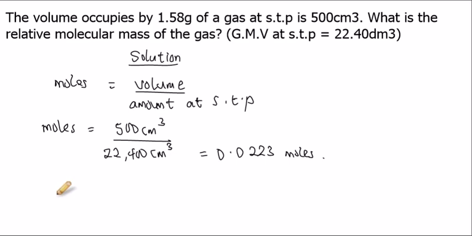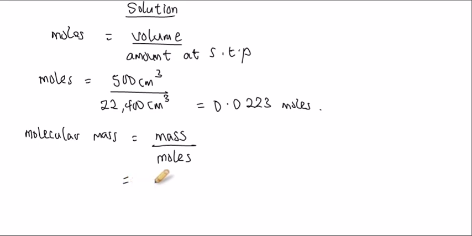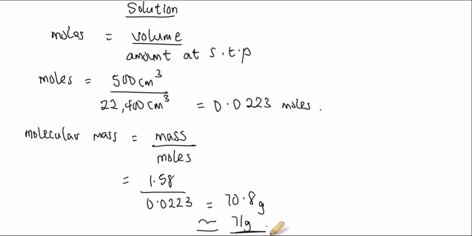And to determine the relative molecular mass, I will apply the formula molecular mass equals mass divided by moles. So here we've been given the mass in the question and we've just calculated the number of moles of the gas. So let's go ahead to substitute the values and then get the final answer. So the mass is given to be 1.58 and the moles we have 0.0223. So calculating this, we have 70.8, the unit in grams, then approximately we'll be having 71 grams. This will be serving as the final answer.